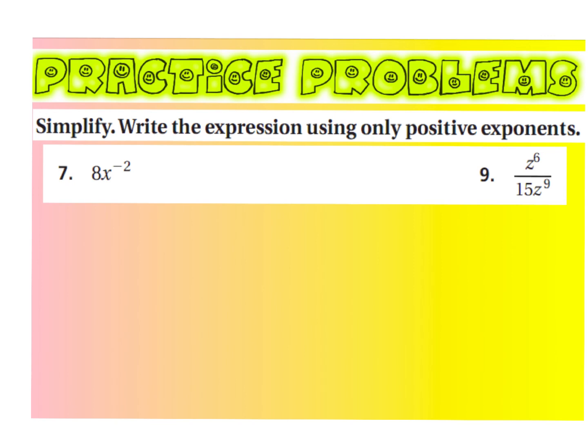Let's try 2 more. Try them on your own and then come back. So we're going to move this to the bottom. 8's going to stay on top. X squared is going to go on the bottom.